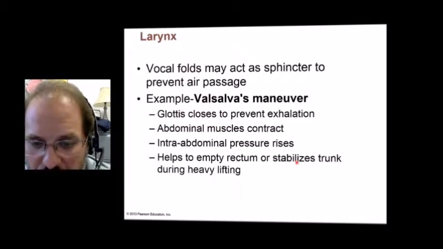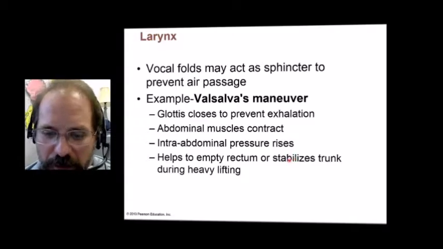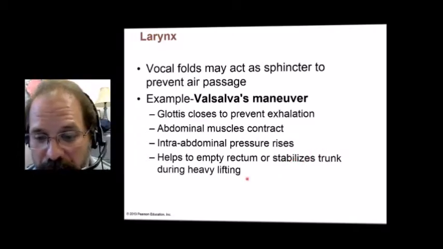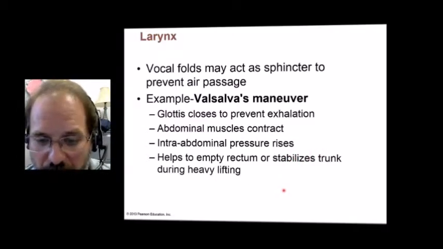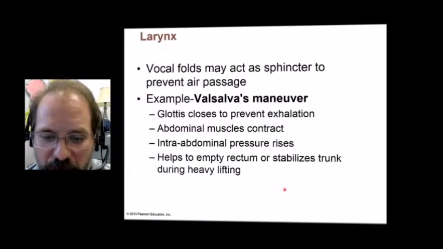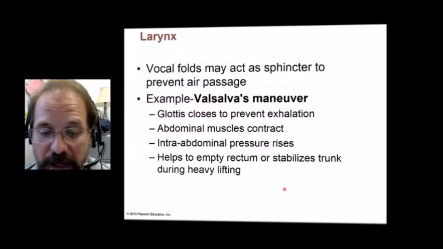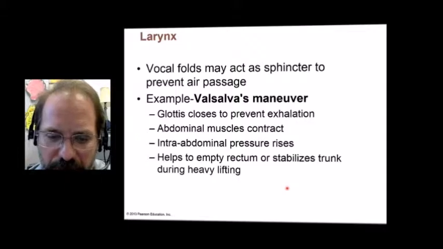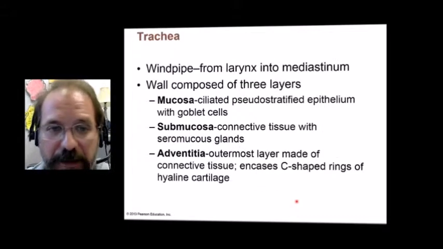This is used when you want to produce a lot of intra-abdominal pressure, as it says here, when you're trying to empty the rectum or during heavy lifting. This is part of why you hold your breath. It's kind of a natural thing to do when lifting. Now, you have to train yourself to breathe out and kind of resist this when you're, say, lifting weights, because it can actually make you pass out.